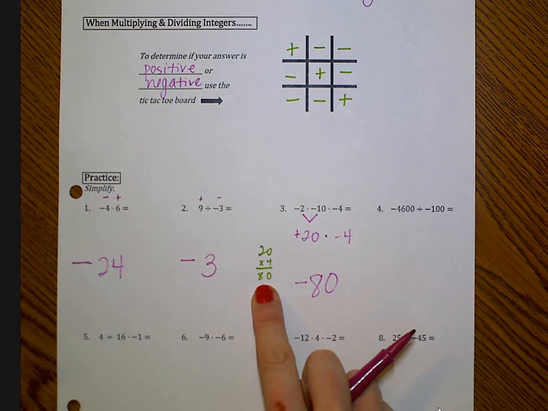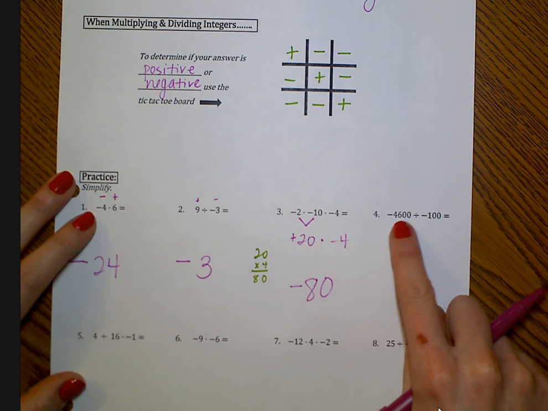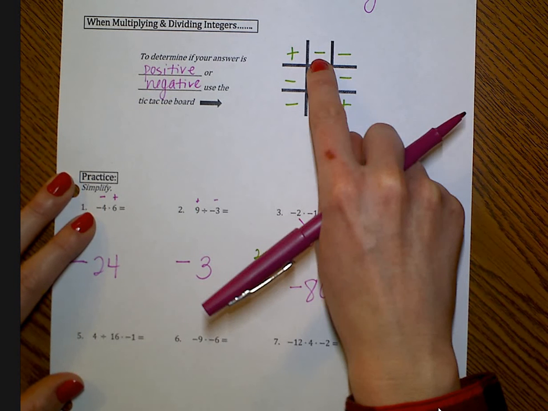If you've got an exam and I tell you you can't use a calculator, you should not guess, you should write it out. Number 4, I've got a negative divided by a negative. Negative divided by a negative is a positive.